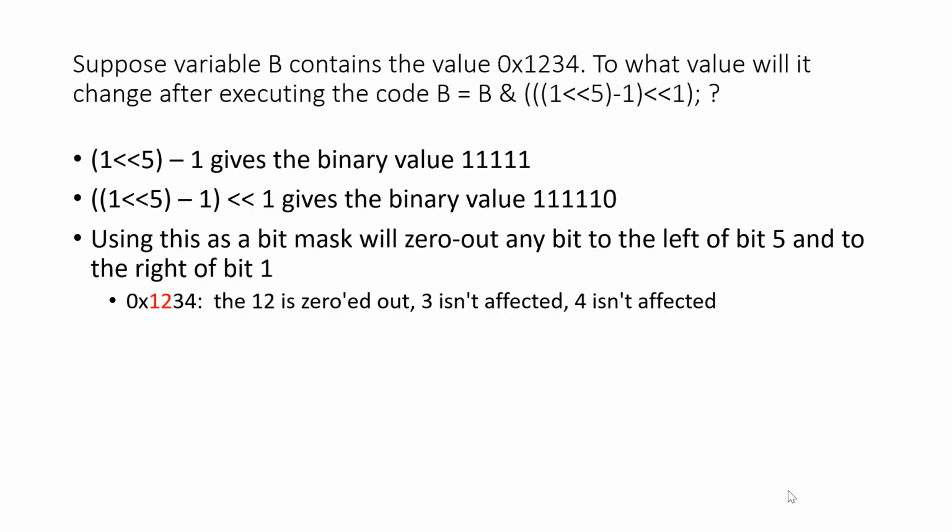Yeah, so 1 shifted by 5 minus 1 gives you 5 one bits, and then shifting that 1 bit to the left is going to turn on bits 5 down to 1. So this would be bits 4 down to 0, but by doing a shift, we now have bits 5 down to 1 masked or turned on. And so, like I said, hex digits 1 and 2 on the left are going to get zeroed out.